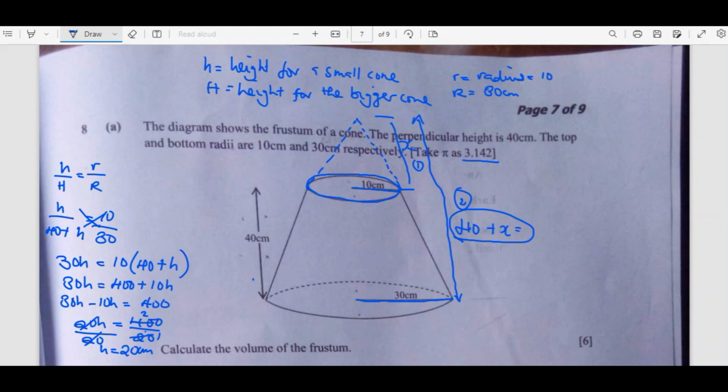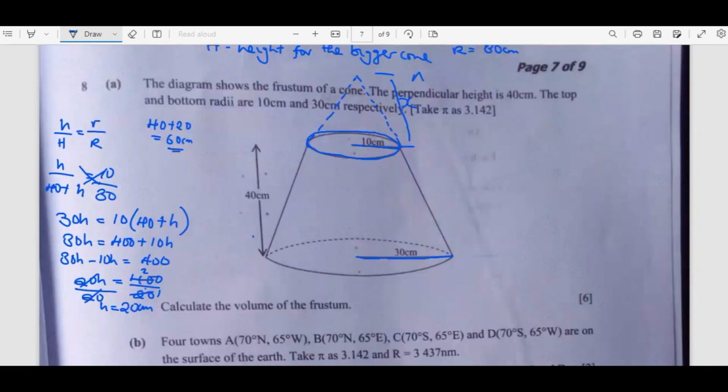So meaning that to find for the bigger cone, you'd say this 40 plus 20, we're going to have 60 there. So 60 is for the bigger cone. Now in this case, we want to find the volume. We can find the volume because all the information which was needed has been found. So we can calculate the volume of the first term.